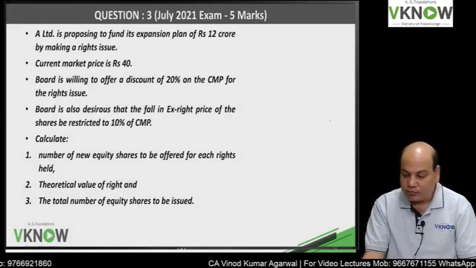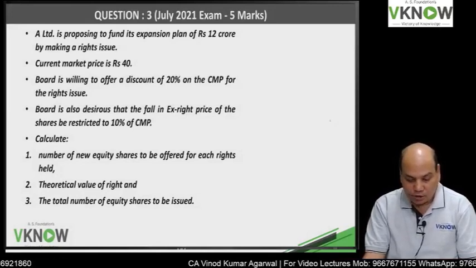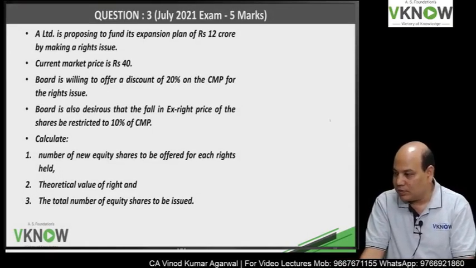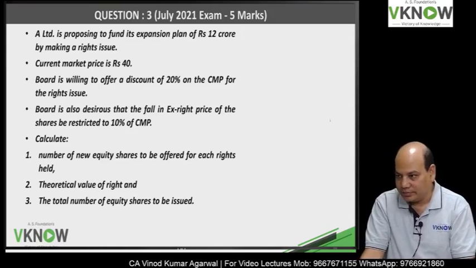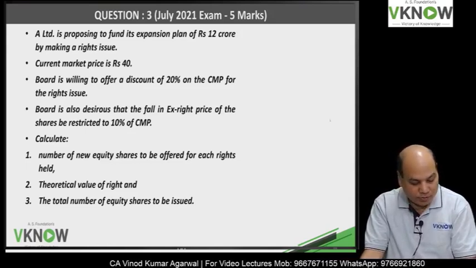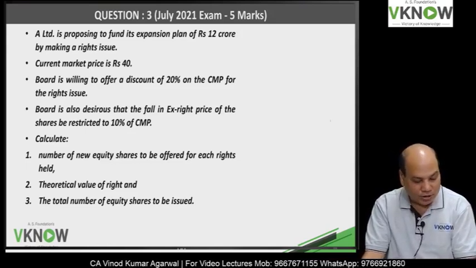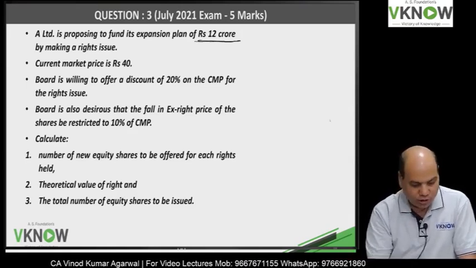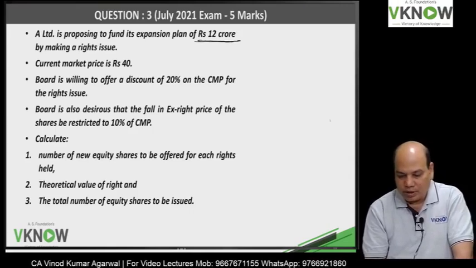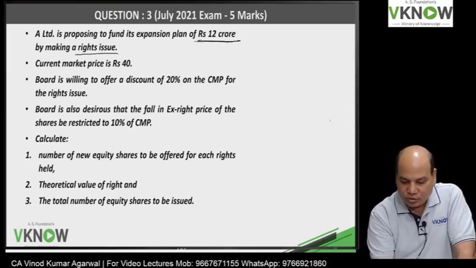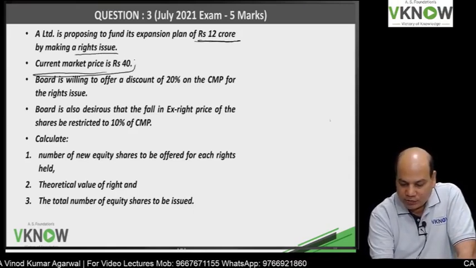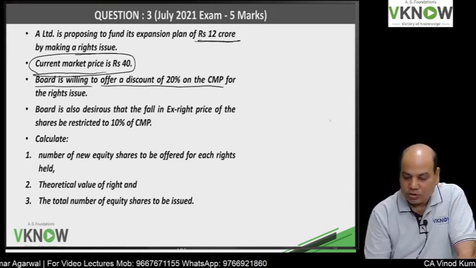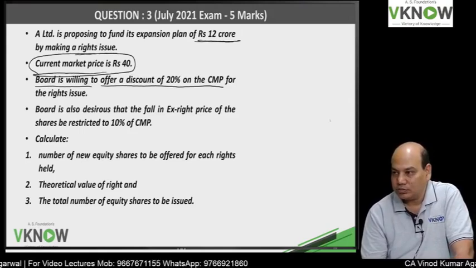July 21 exam, 5 marks. I will tell you, this is also a bonus mark if you are well prepared. Otherwise, you can make a minor mistake. A Limited is proposing to fund its expansion plan of rupees 12 crore. So first you underline 12 crore, by making a rights issue, shares issued to existing shareholders. Current market price is 40. Board is willing to offer a discount of 20% on the current market price for the rights issue.